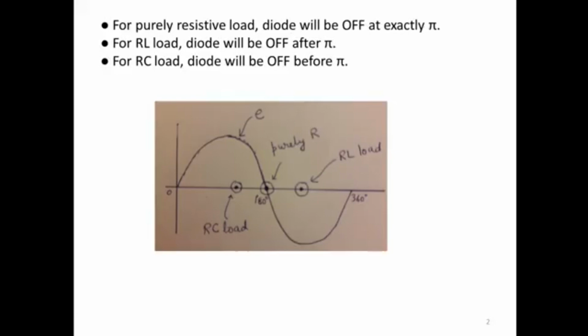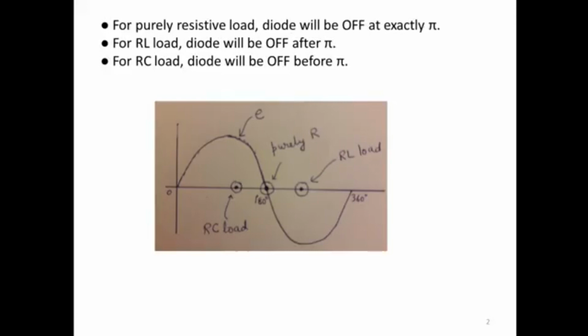That is lagging behind. The current becoming 0 comes later. That is what is shown in the figure. For an RL load, the current 0 point occurs after, lags behind, the point at which the voltage becomes 0. And similarly, that is what is written in the second point: for an RL load, the diode will be off after pi.